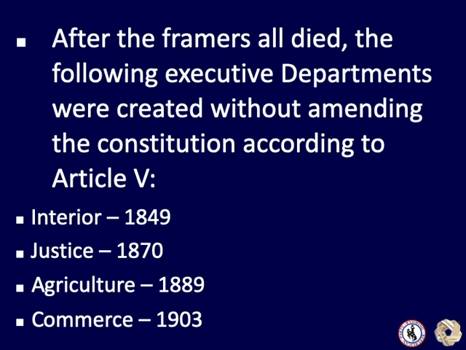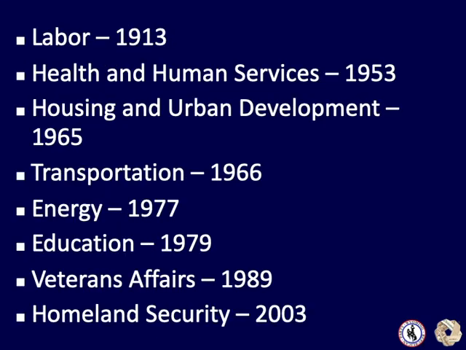After the framers all died, the following executive departments were created without amending the Constitution according to Article 5. Interior, 1849. Justice, 1870. Agriculture, 1889. Commerce, 1903. Labor, 1913. Health and Human Services, 1953. Housing and Urban Development, 1965. Transportation, 1966. Energy, 1977. Education, 1979. Veterans Affairs, 1989. Homeland Security, 2003.